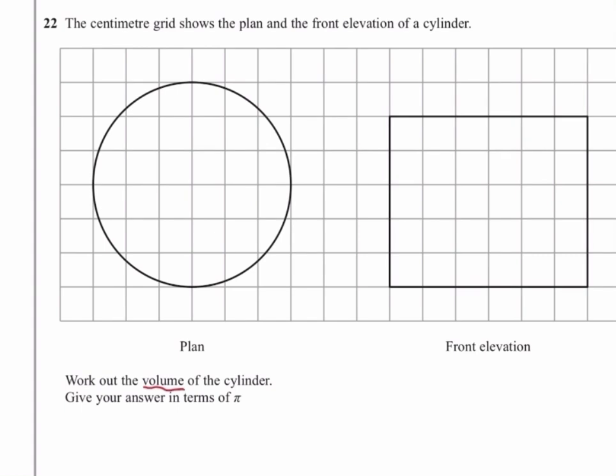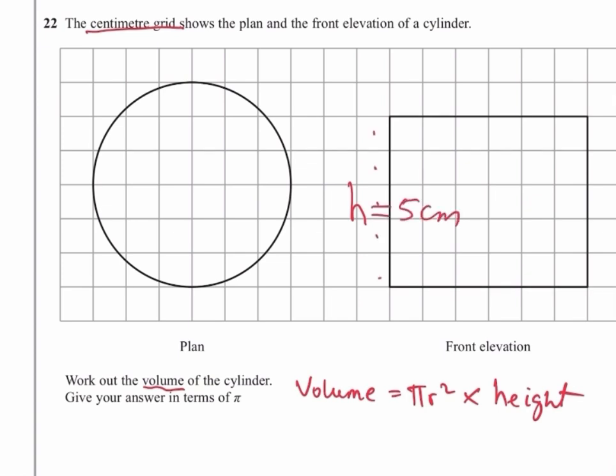Okay, so we've got the plan view and the front elevation of the cylinder. You know, a cylinder is a 3D shape and you need to work out the volume. Let's write the formula straight away. You have to know this by heart. Pi radius squared times the height. So pi radius squared, it will be the circle bit. So we're finding the area of the circle and then multiplying by the height.